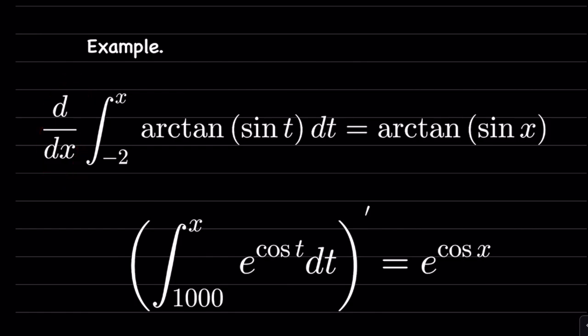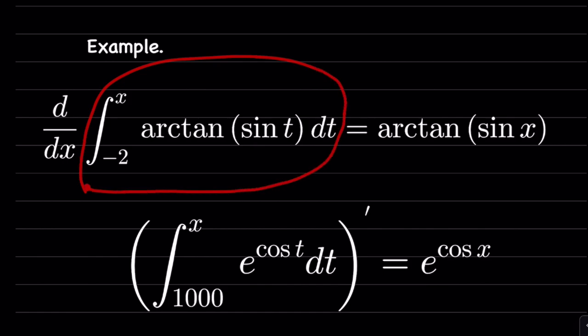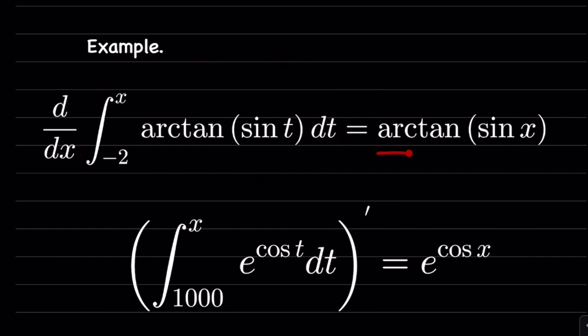All I need to do is just to substitute t by x, the upper bound here. And that's going to be the derivative. So the derivative of this kind of complicated looking function can actually be written directly. That's going to be equal to arctan of sine x, which you get by just simply substituting t by x there. And this is another example.